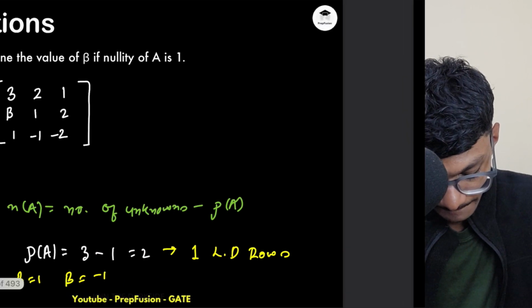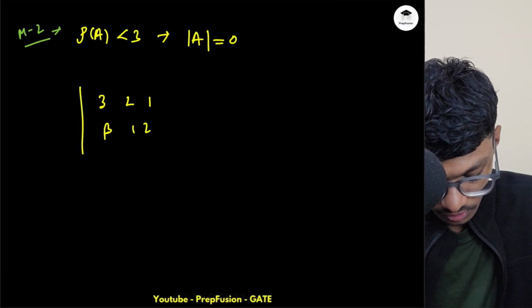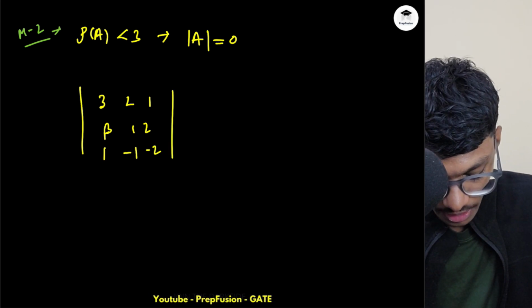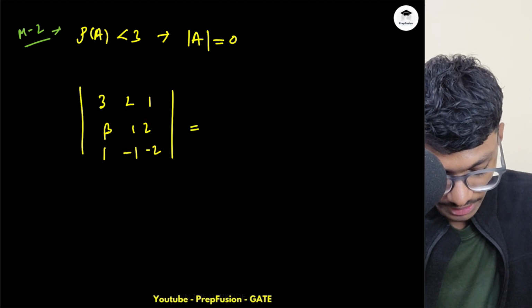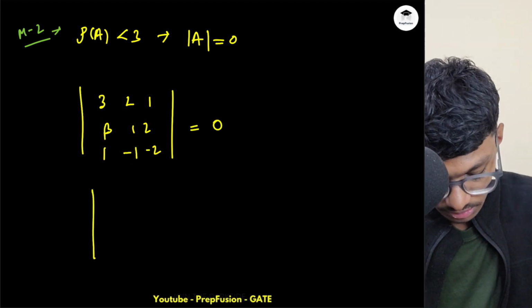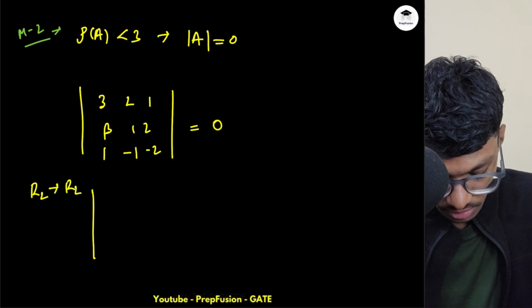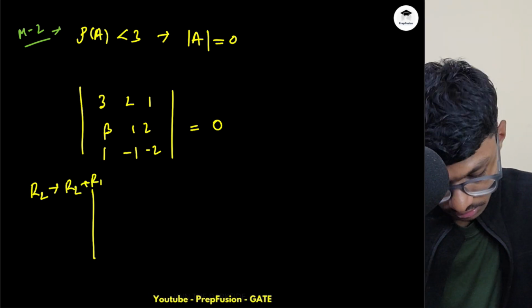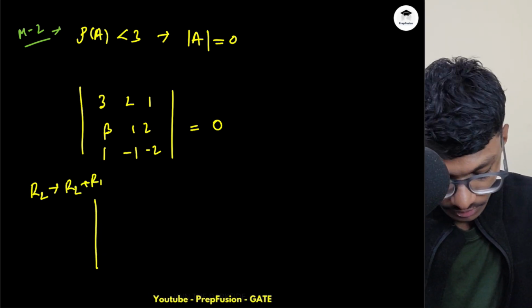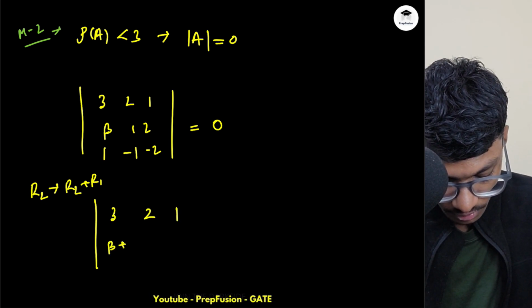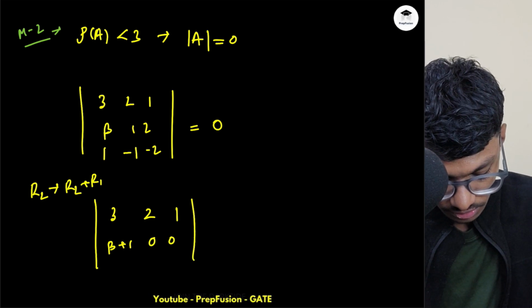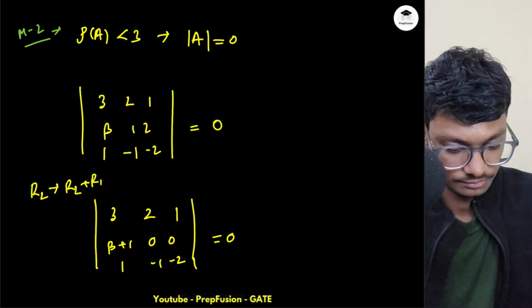3 2 1, beta 1 2, 1 minus 1 and minus 2. So I have to make the maximum number of zeros. So what I will do is add these two rows. Just add these two rows. So basically I will change R2 to R2 plus R1. So if I change R2 to R2 plus R1, this will be 3, 2, 1. This will be beta plus 1, this will be 0, 0. Okay, this will be 1, minus 1, minus 2, equal to 0.